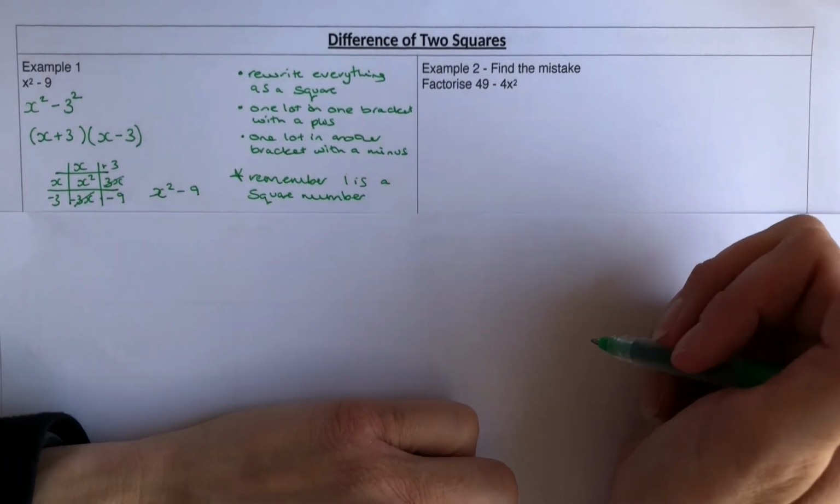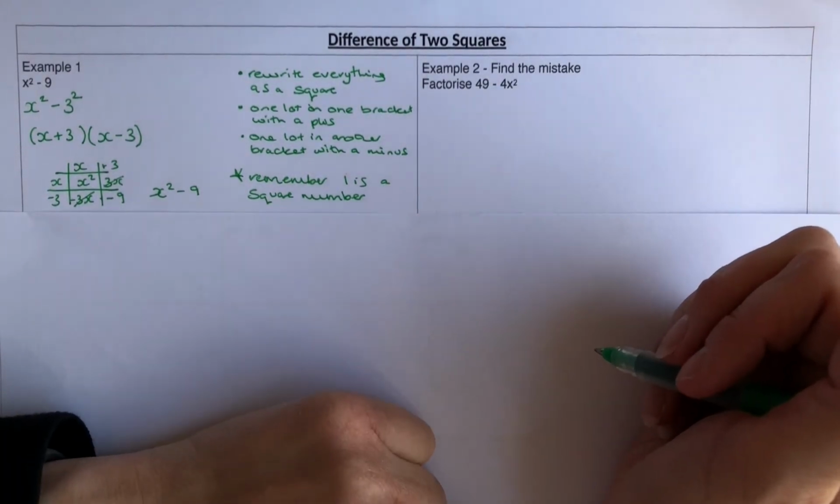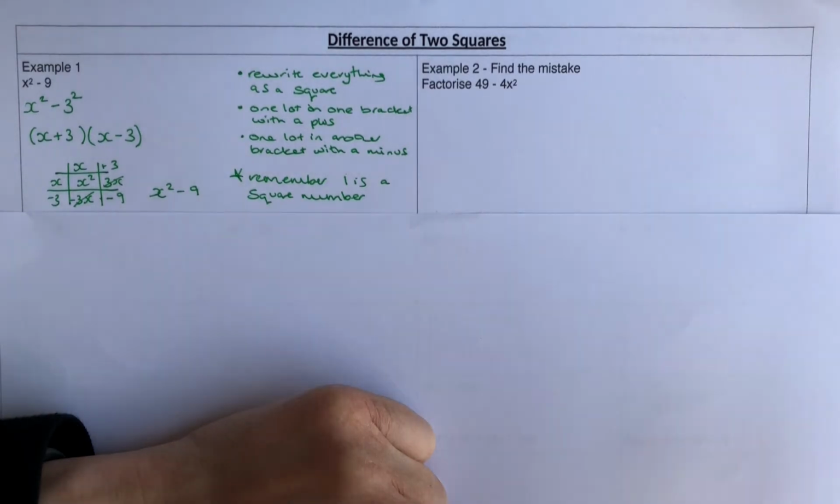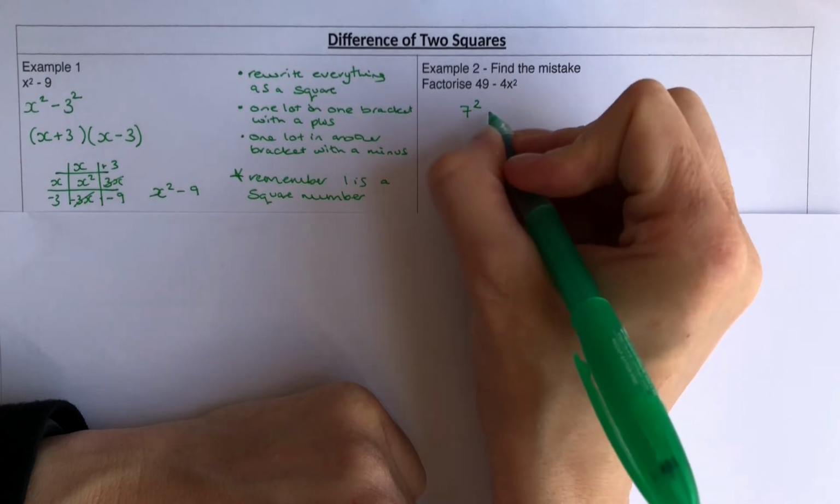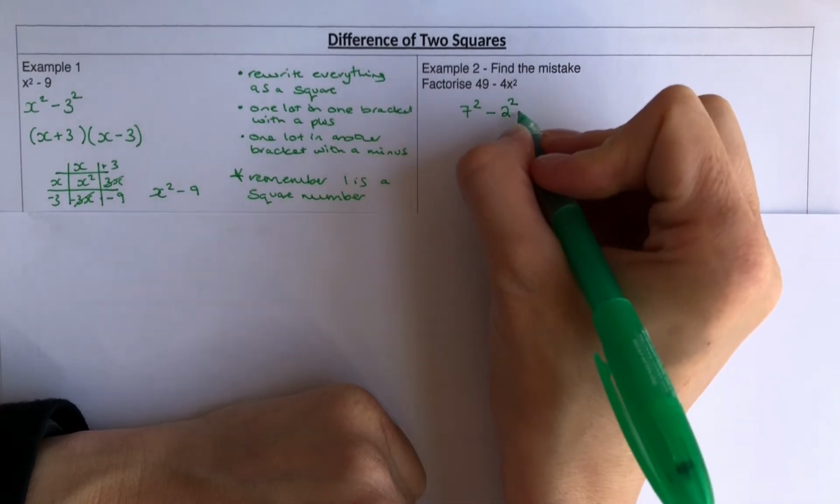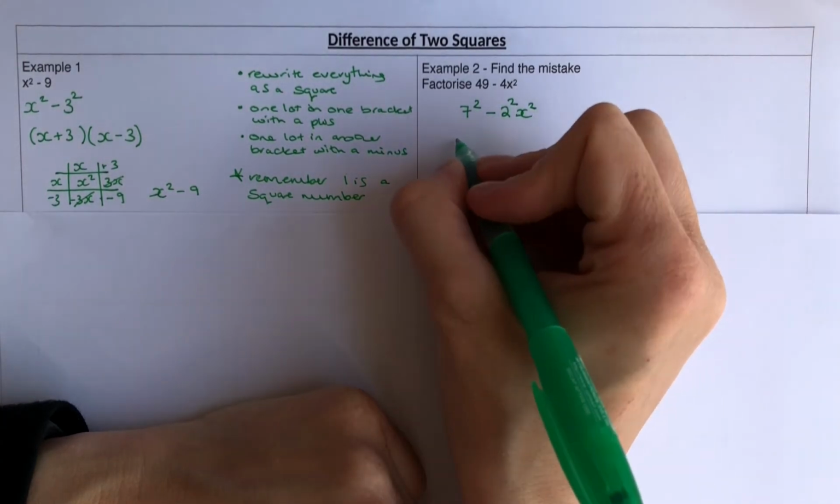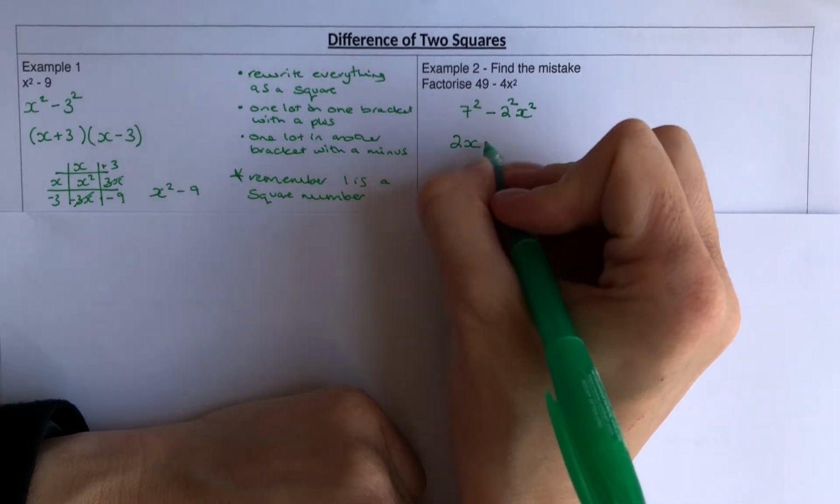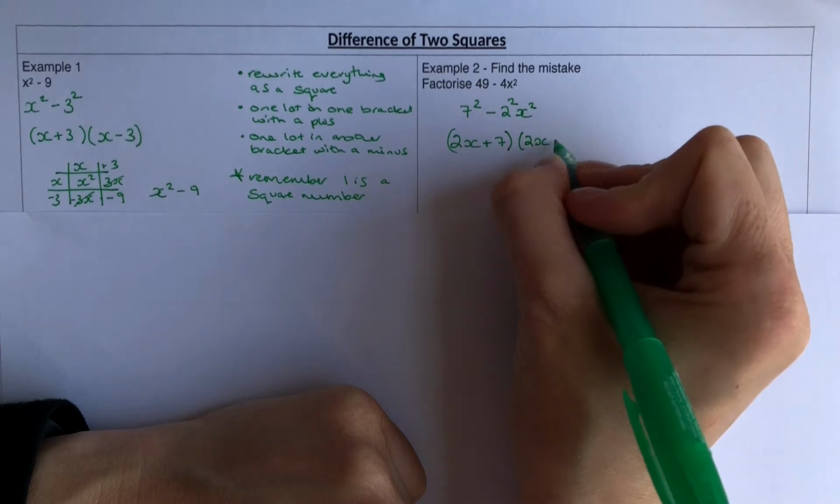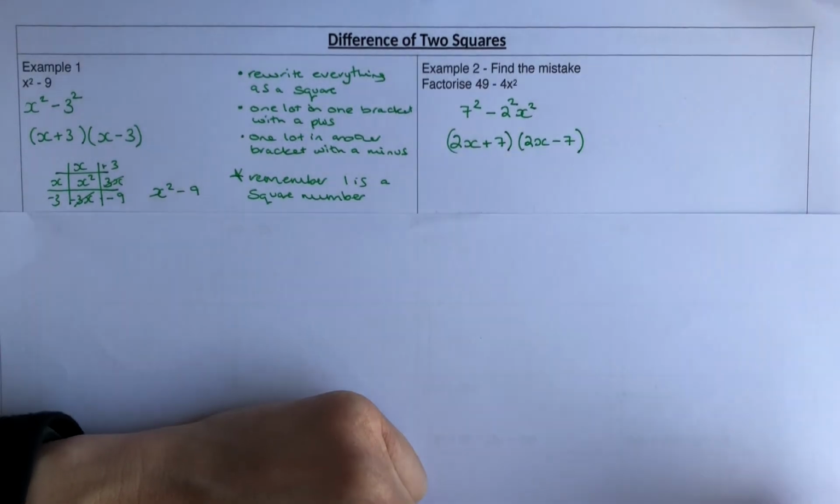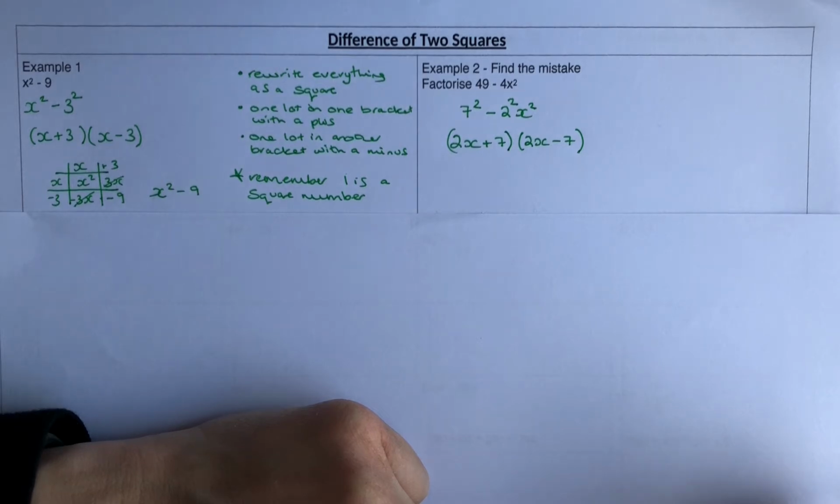Okay, right, I'm going to do another example here. I'm just going to do it in silence. As I do it, I would like you to see if you can see where I'm going wrong, where my mistake is. Okay, did you spot my mistake?